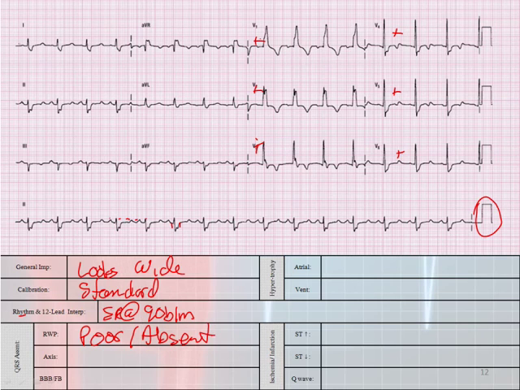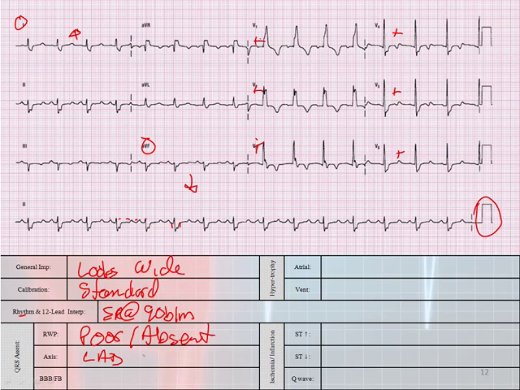My axis, I'm going to look at lead 1 and lead aVF. Lead 1 appears to be either biphasic or up. I'd have to actually do the counting to see exactly if it's biphasic or up. But aVF is pointed down, so since 1 is up and aVF is down, using the right together, left apart, I'm going to say that this is a left axis deviation.